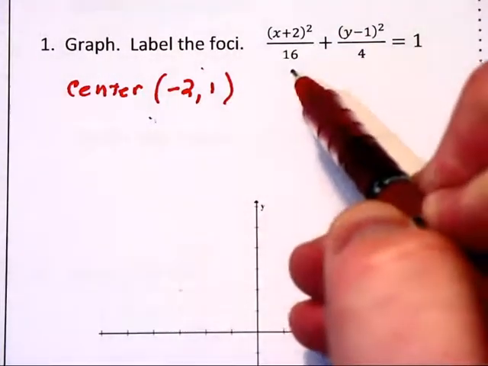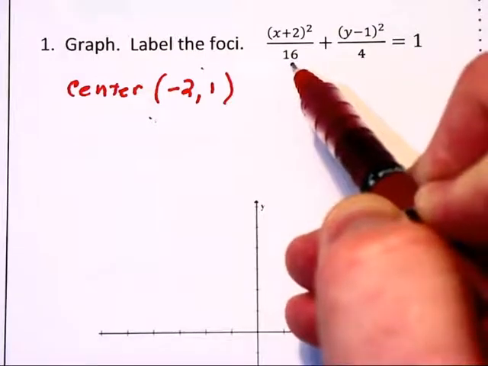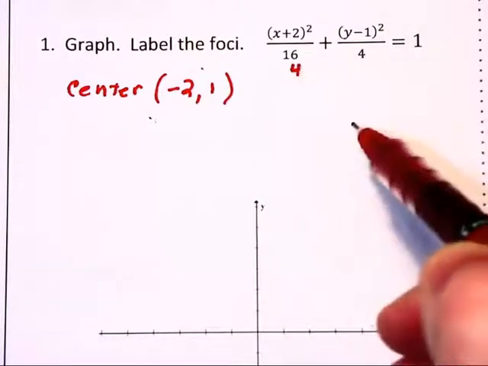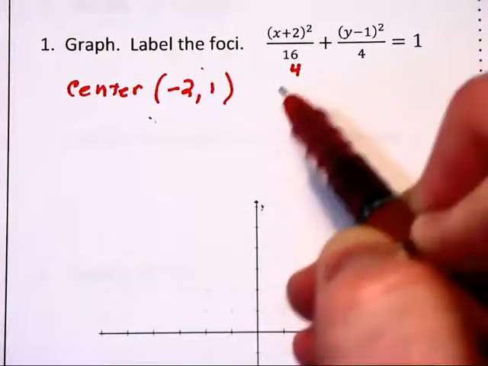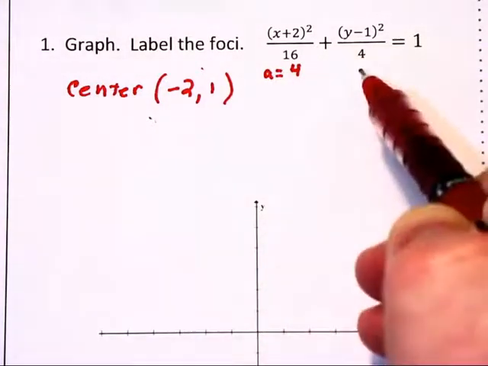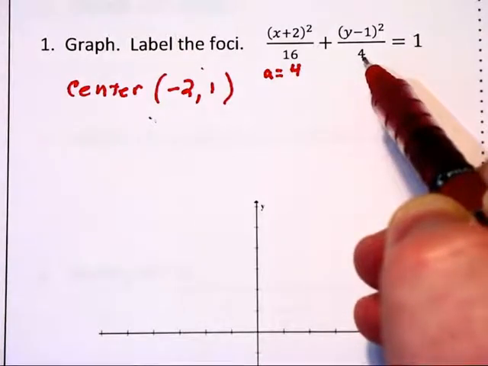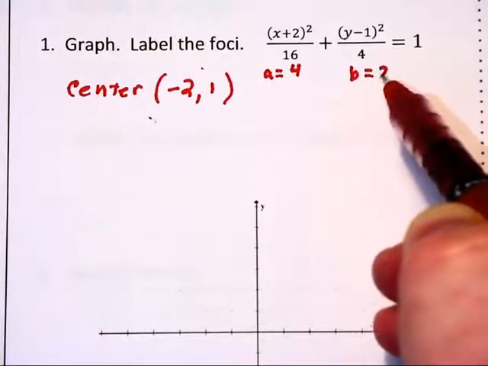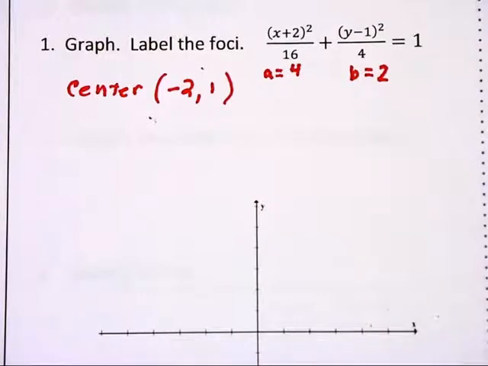And the next thing I want to do is take a look at these values in the denominator. 16 is our a squared. We're going to square root that to 4 to get a equals 4. Let me write a equals 4. And then the square root of b squared, which is 4, is going to give us b is equal to 2. Now those are two key values we need when it comes to drawing our ellipse.